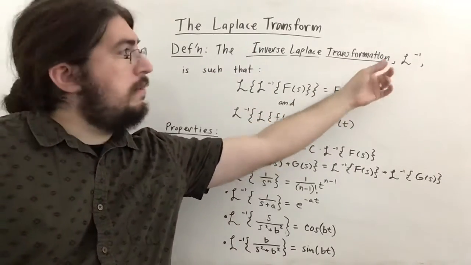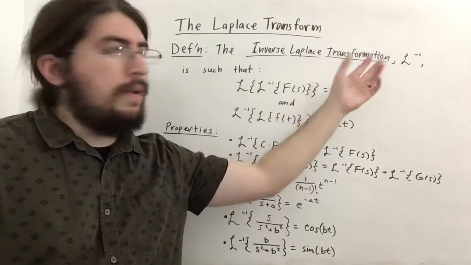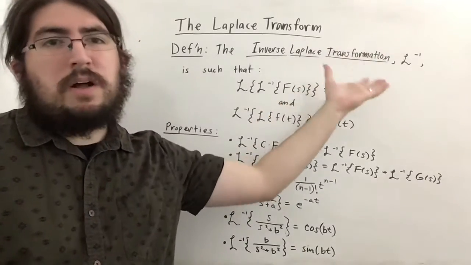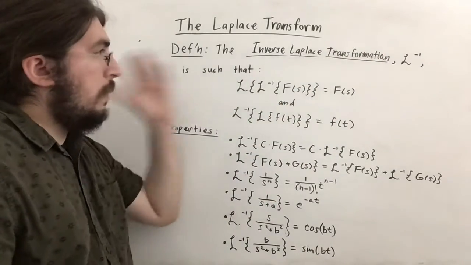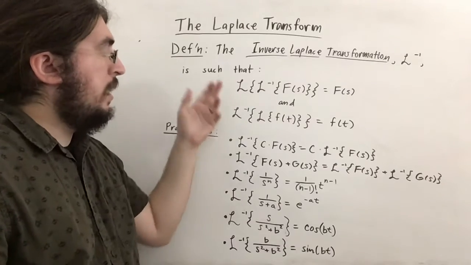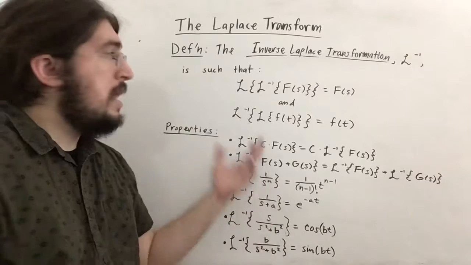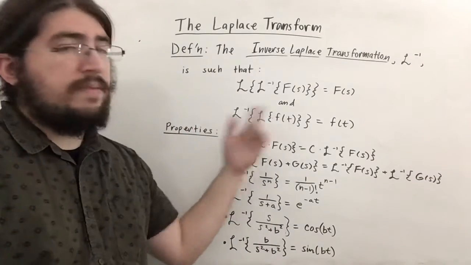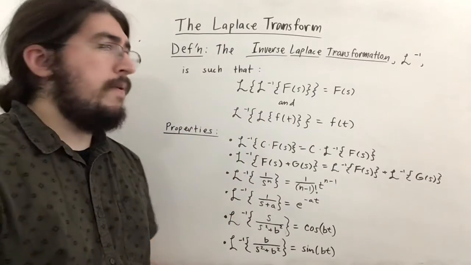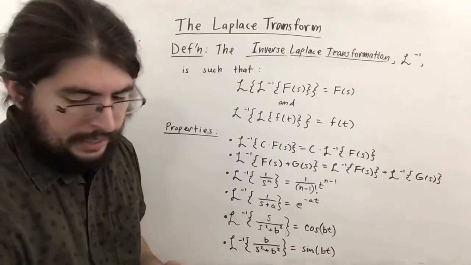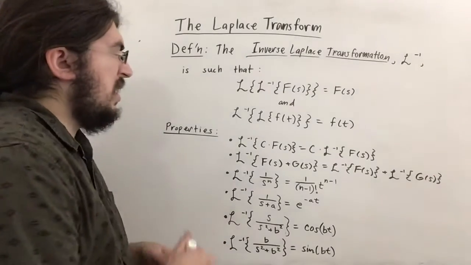Denoted L, or I guess this kind of cursive L for Laplace. The -1, we just call this Laplace inverse. So the Laplace inverse transform is such that Laplace of the Laplace inverse of a function of s is just that function of s itself, and Laplace inverse of Laplace of a function of t is just that function of t itself.